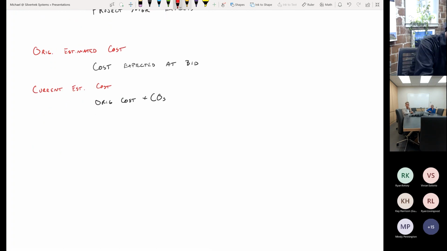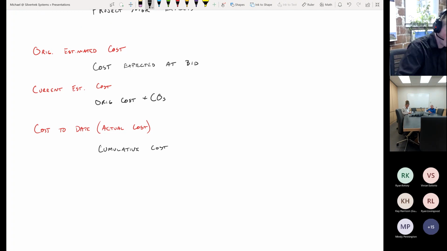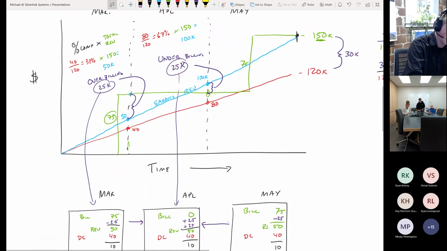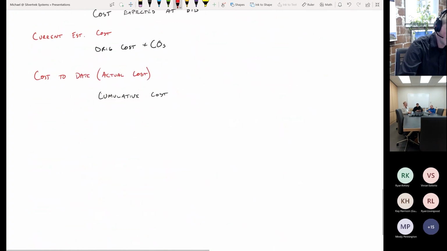Okay. We then have our cost to date, also known as actual cost, and this is just the cumulative cost that you've accumulated on your job. Cumulative cost on the job to date. If we go back up to our messy graph up above, we're going to see our cumulative cost at this time was $40,000, and at this time was $80,000, right? It accumulated over the course of the job. Finally, at the end of the job, our cumulative cost or cost to date was 120 at the end of May. Okay. Finally, we're going to have our projected cost.